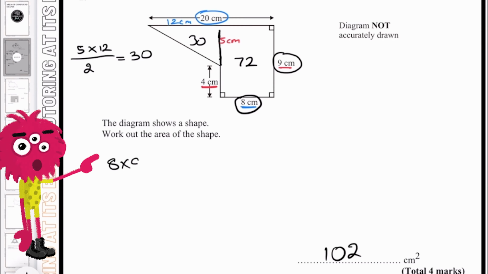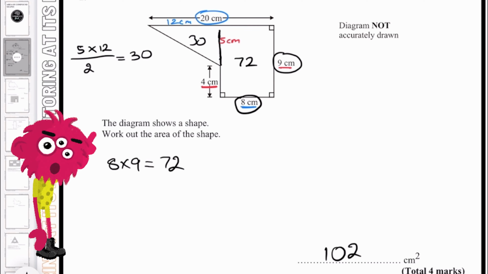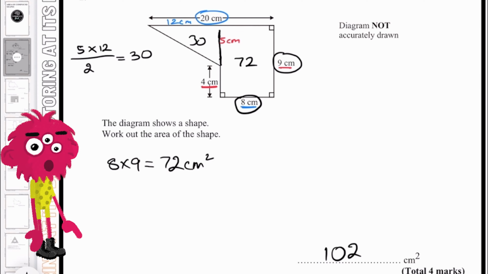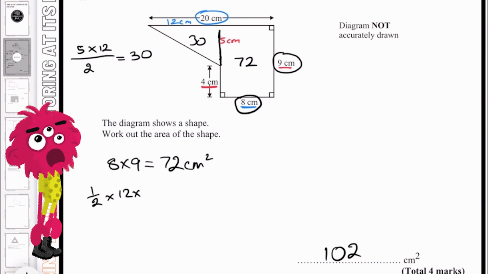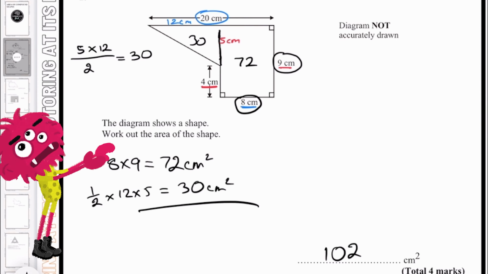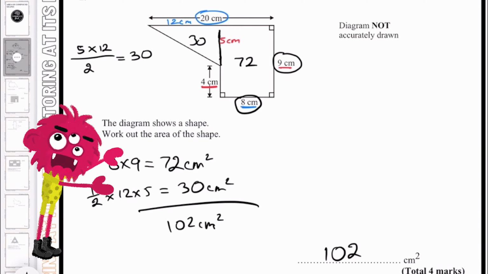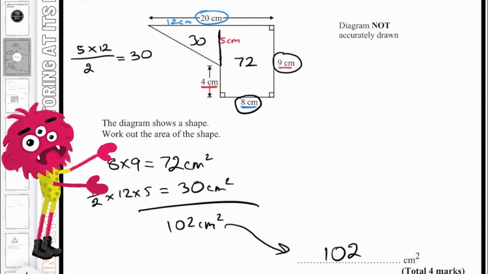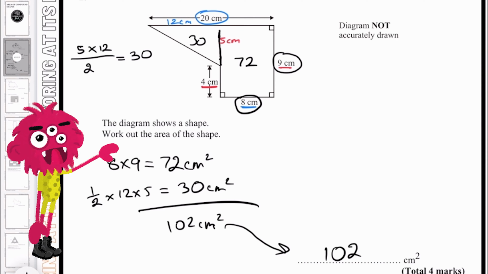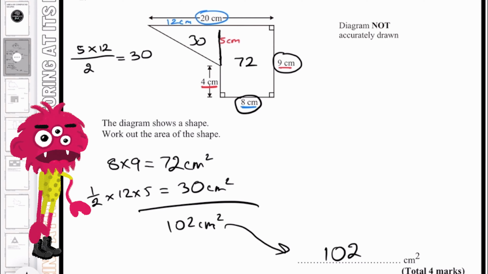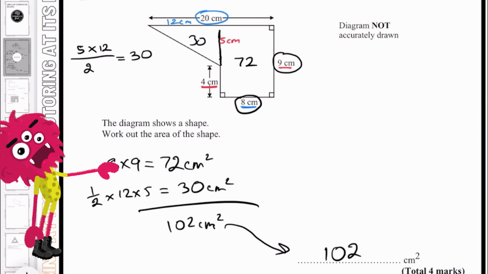So what did we do first? We did 8 times 9, which gives us 72. And then we found the base and height of our triangle. So we did a half times 12 times 5, which gave us 30. And then we added that together. And there we are, 102 centimetres squared. Marvellous. One top tip here is to break down one problem into smaller problems, which then gives you the chance to easily solve them.